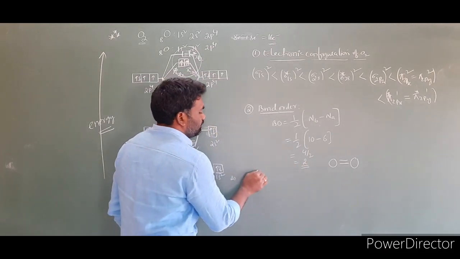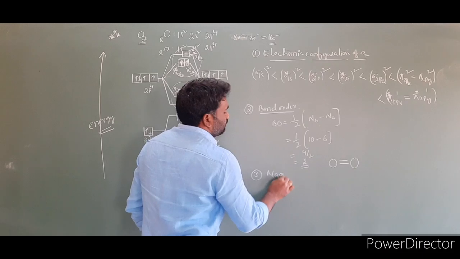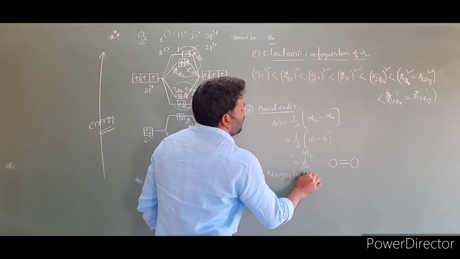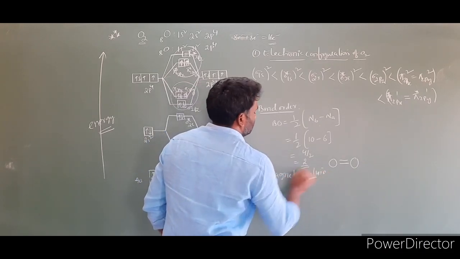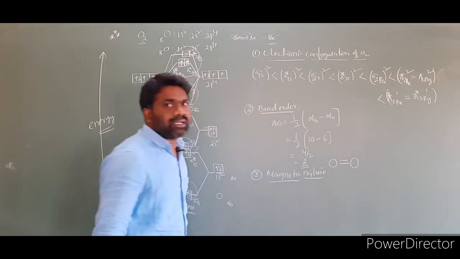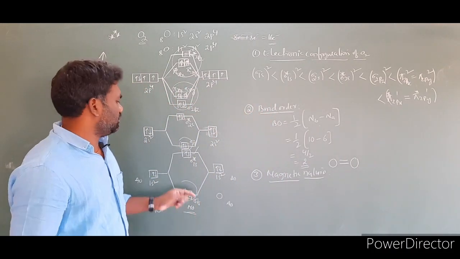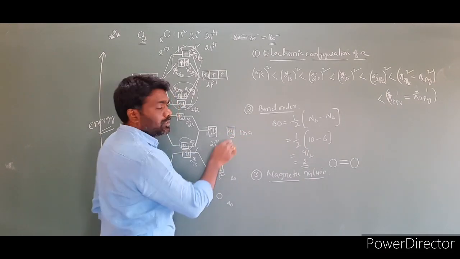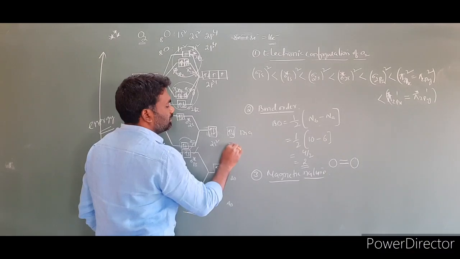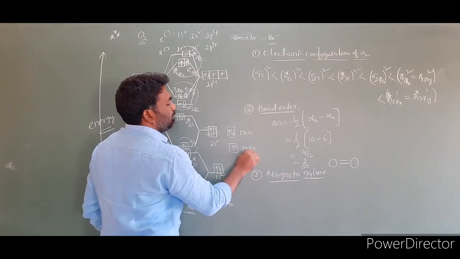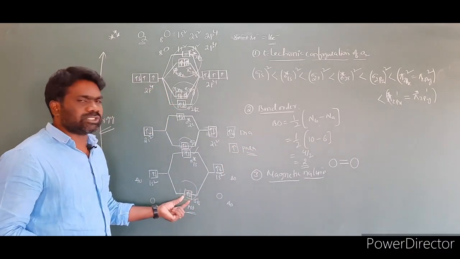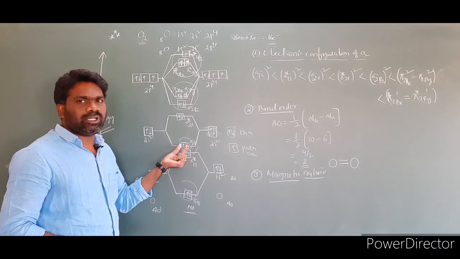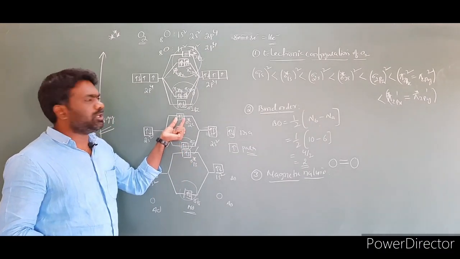Then the third one, magnetic nature. What can we expect the magnetic nature of O2 molecule to be? I already said 2 electrons is diamagnetic, doubly occupied. Only one electron is there, we have to call it para. So this is 2 electrons, doubly occupied. Here also doubly occupied. Here is 2 electrons, doubly occupied.